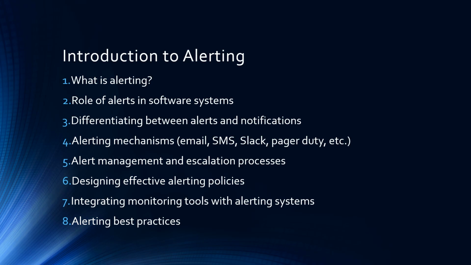Different alerting mechanisms serve distinct purposes. Email is suitable for non-urgent notifications and detailed reports. SMS and calls ensure critical alerts reach on-call personnel swiftly. Tools like Slack facilitate team discussions, while PagerDuty supports on-call management and escalation.